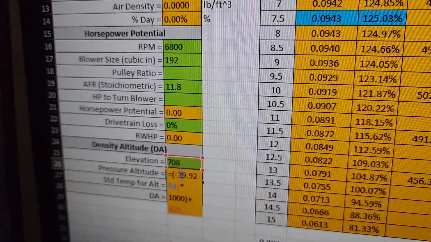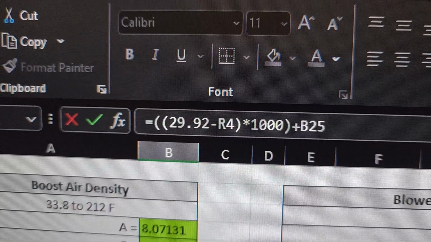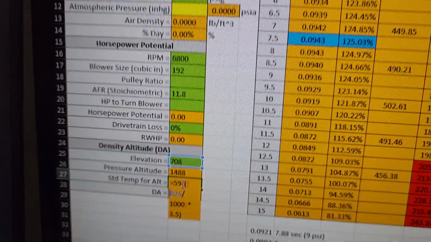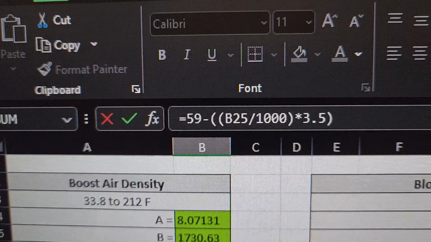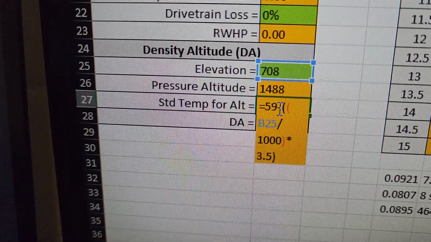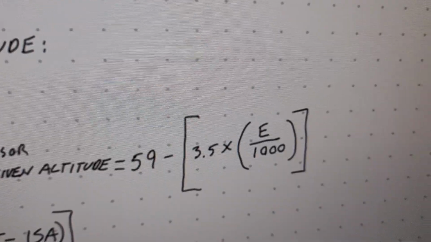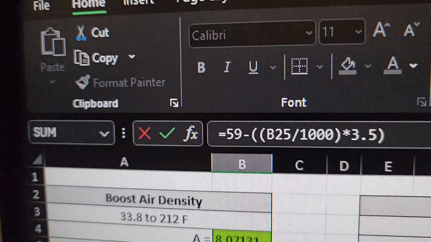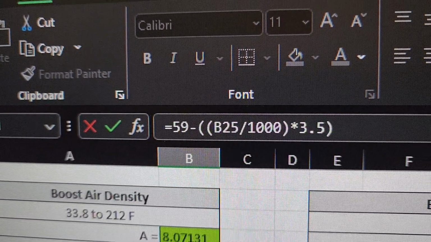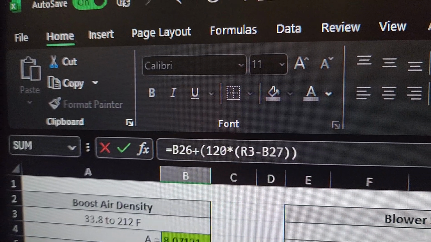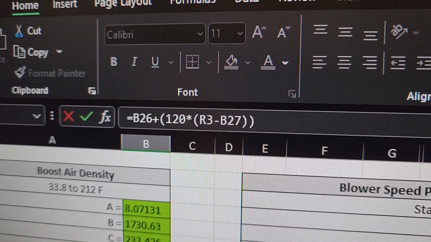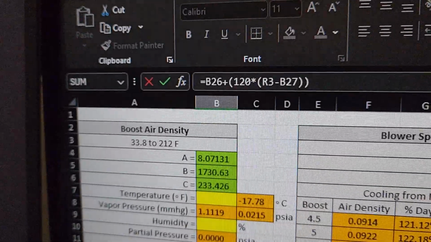And you're going to do your pressure altitude, which is all that math I just explained. There's your screenshot. And then your standard temperature for a given altitude is just going to be that number, 59 minus B25, which is my elevation divided by 1,000 times 3.5. I just rearranged it. But my current elevation, which I just input whatever it is, and then you divide that by 1,000, multiply that by 3.5, that gets you the degrees lost, and you subtract that from the 59, and that gives you your standard temperature. And then you just calculate your density altitude, and that's just that same math. Basically it's going to be your pressure altitude plus 120 times R3 on mine, and that's it.